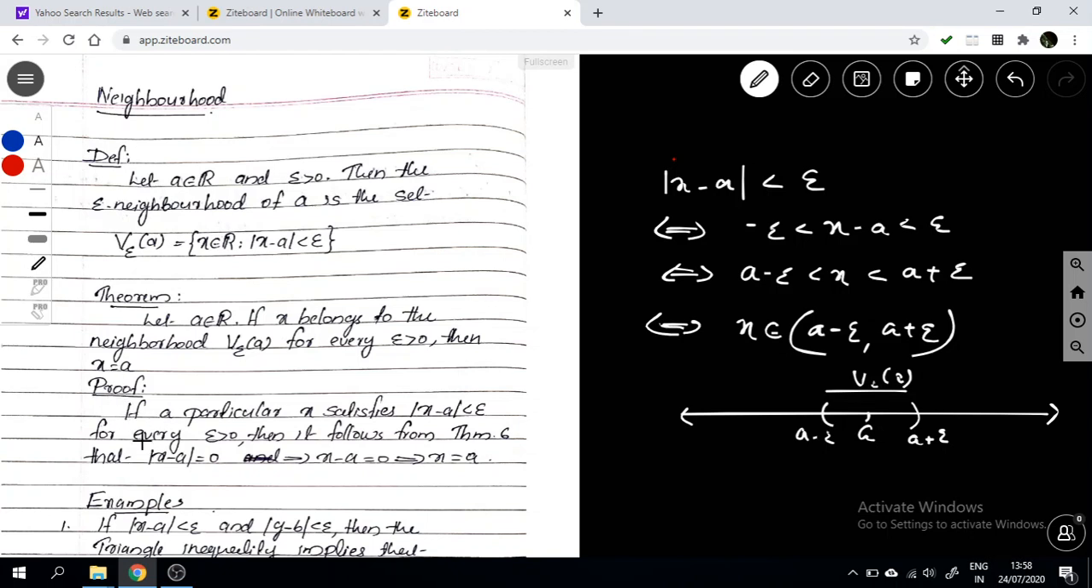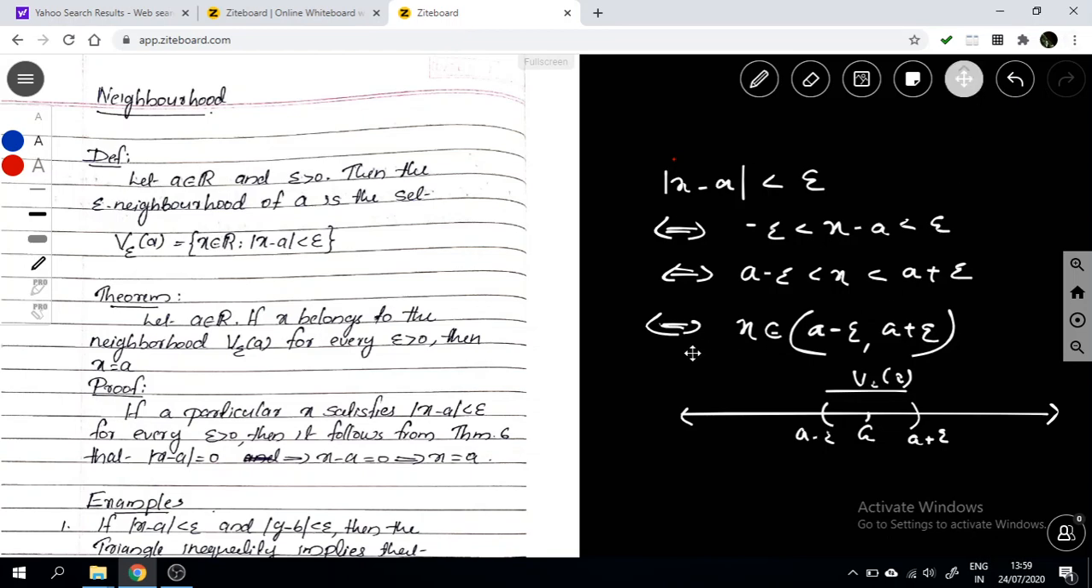Come to the proof. If a particular x satisfies modulus of x minus a less than epsilon for every epsilon greater than 0, then it follows from theorem 6. Which is theorem 6? If 0 less than or equal to a less than epsilon, for every epsilon greater than 0, then a will be equal to 0. Here modulus of x minus a is always greater than or equal to 0. So 0 less than or equal to modulus of x minus a less than epsilon for every epsilon greater than 0. Then that means modulus of x minus a equal to 0. Modulus of x minus a equal to 0 means x minus a equal to 0, that is x equal to a.